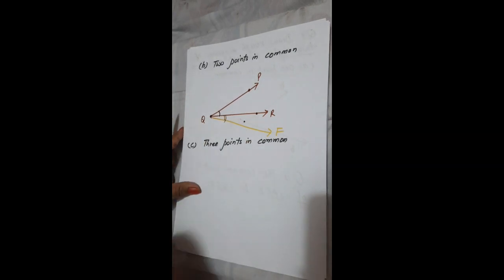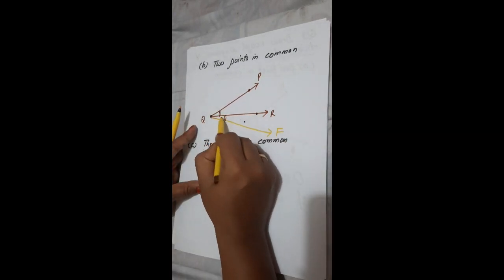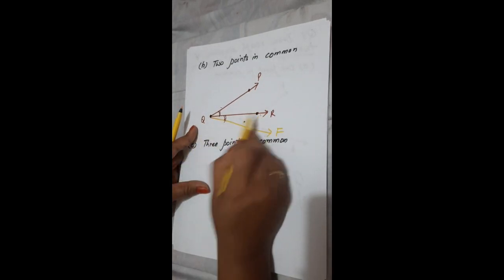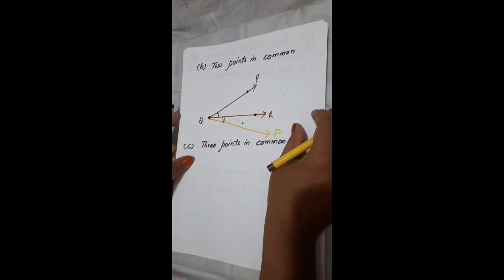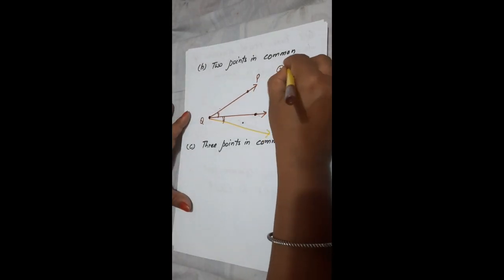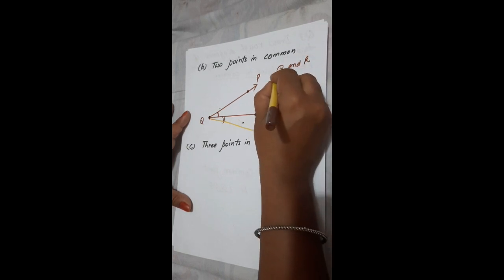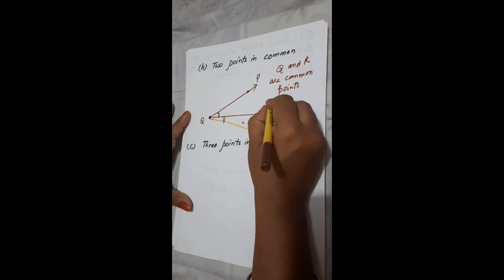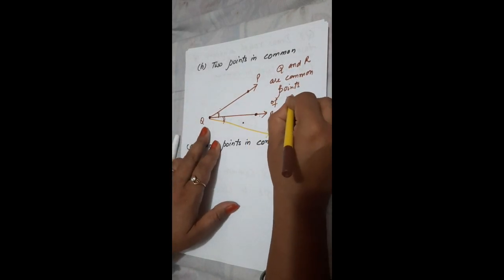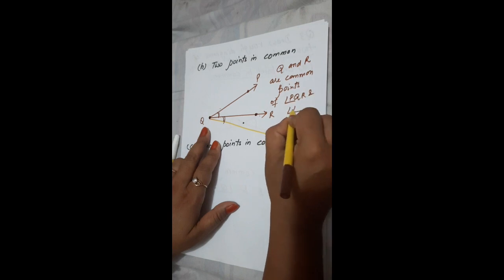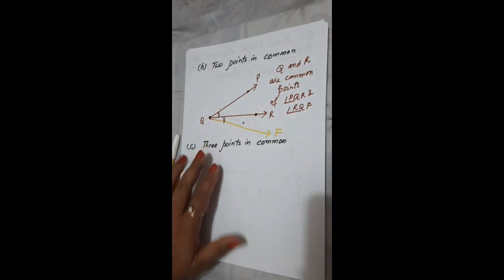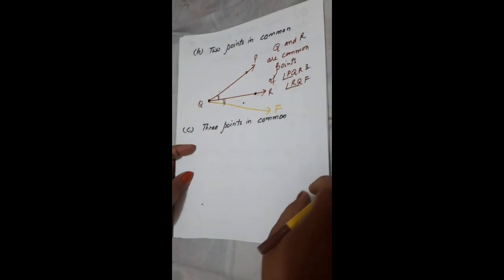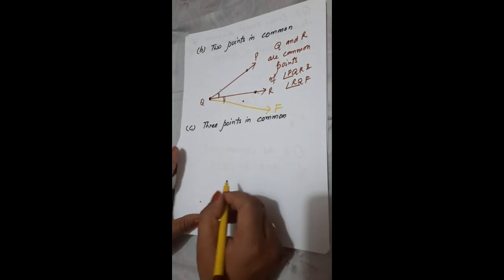This is my second angle, and in both the angles, how many points are common? 2 points, Q and this R point. So I will write Q and R are common points of angle PQR and RQF. So if you draw in such a way, you can get two common points. Now we have to draw two angles in such a way, 3 points in common.